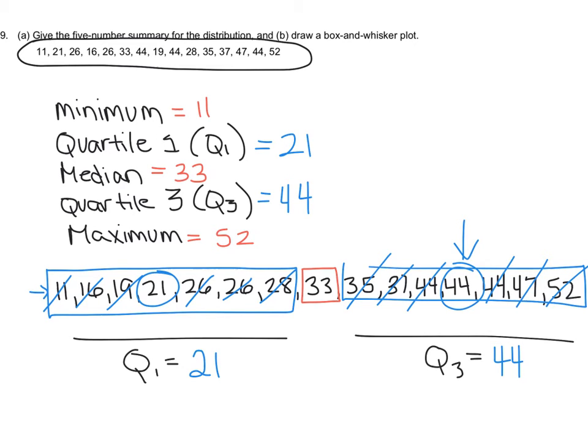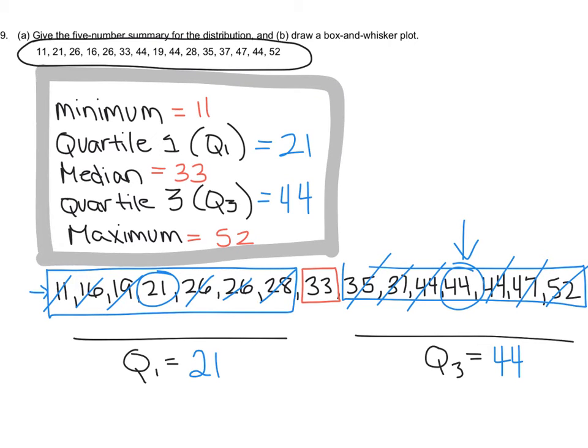Now I've completed the 5-number summary. I found all of the numbers within the 5-number summary. My minimum is 11. Quartile 1 is 21. The median is 33. Quartile 3 is 44. And the maximum is 52.